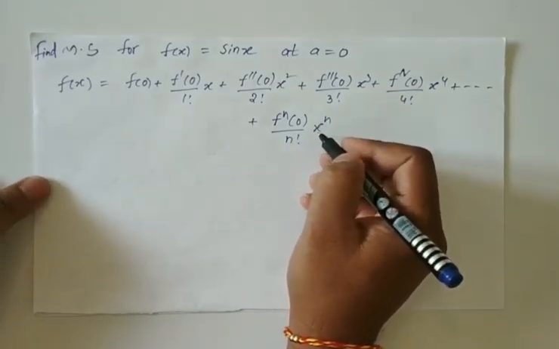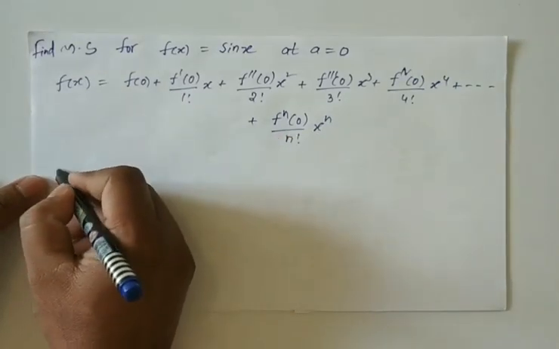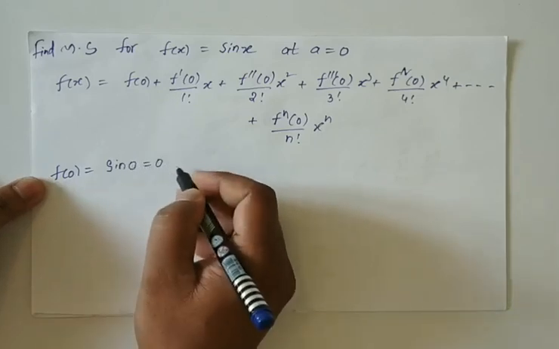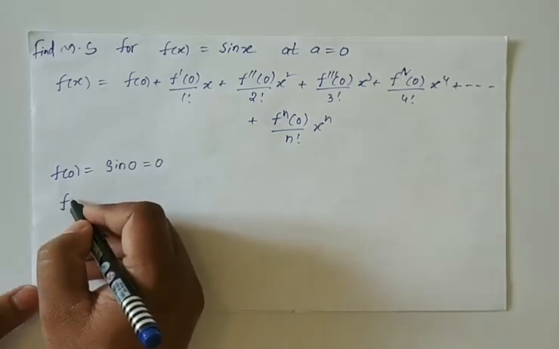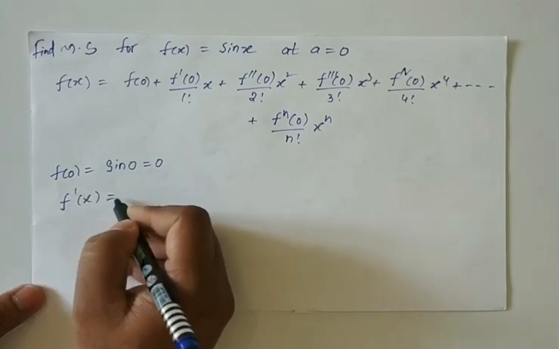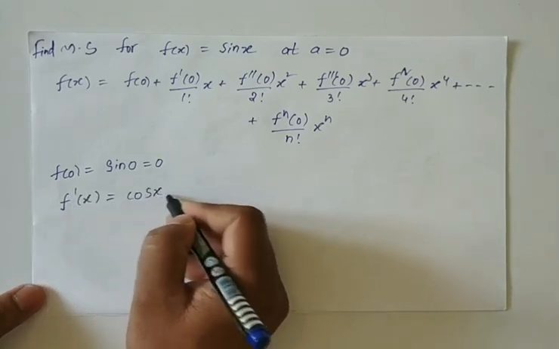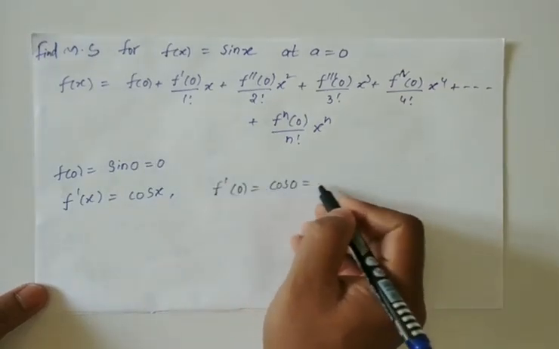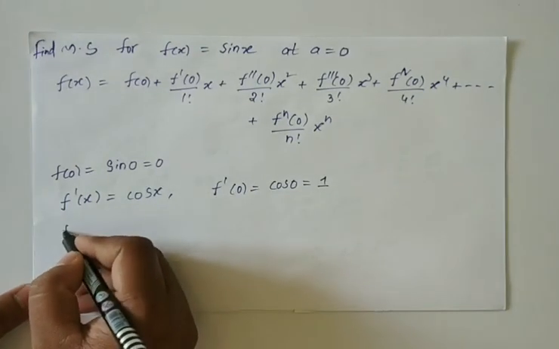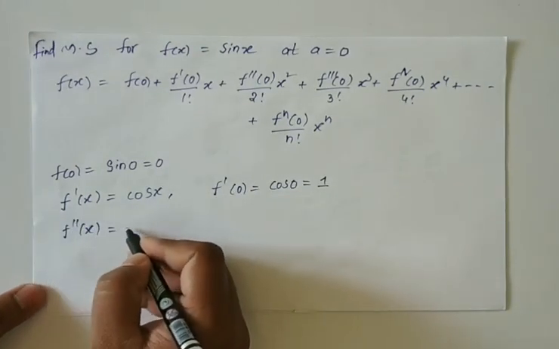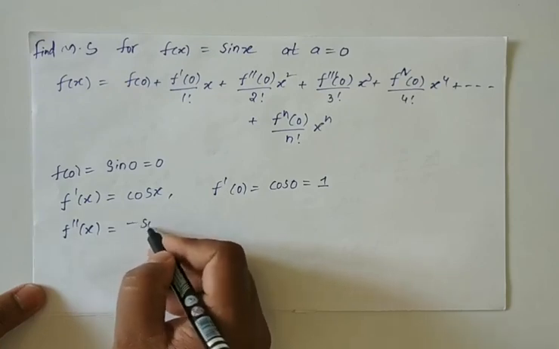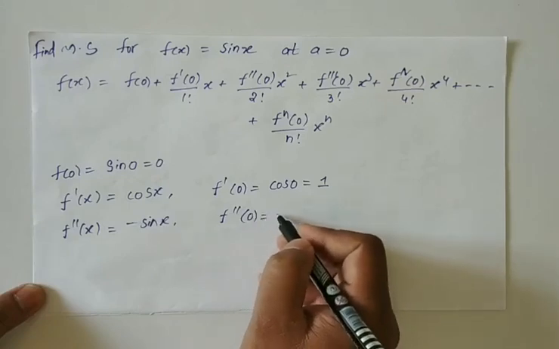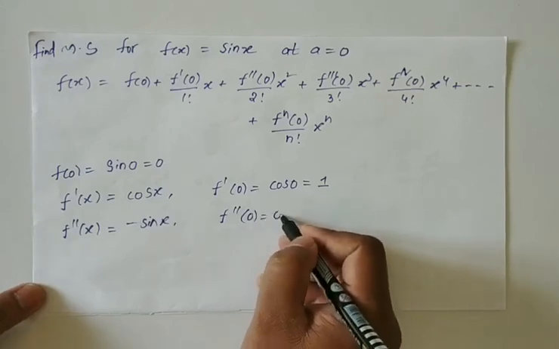Okay, so first we have to find f of 0. f of 0 is nothing but sin 0. Sin 0 always 0. Next we have to find f dash of x. f dash of x, tell me derivative of sin x, cos x. Next we have to find f dash of 0. f dash of 0 is nothing but cos 0. Cos 0 always 1. Next we have to find f double dash of x. f double dash of x, derivative of cos x, minus sin x. Tell me f double dash of 0: minus sin 0. Sin 0 always 0.